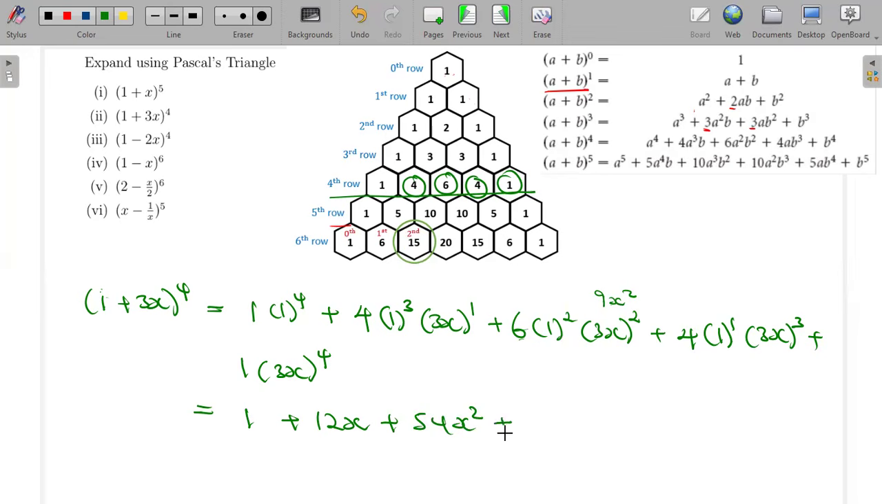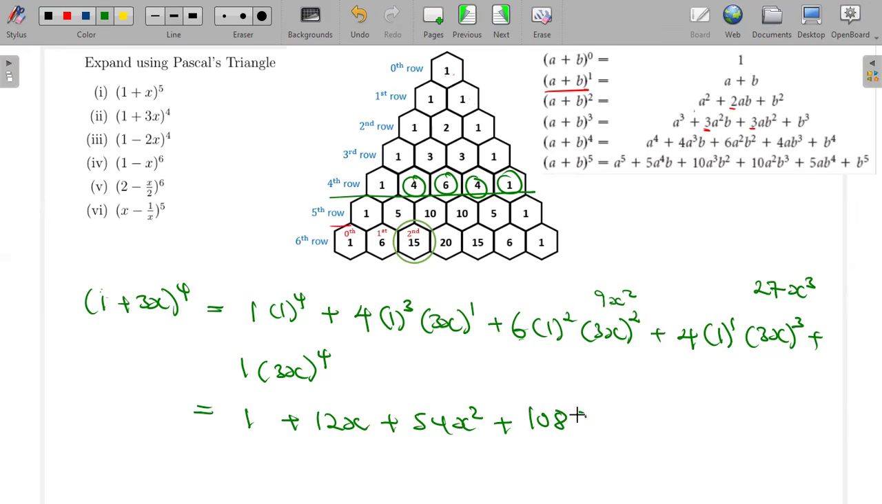Then you have plus, what's next? So you have 4 there. Then here you have 3 to the power 3. So 3 to the power 3 gives us 27. And then you have x to the power 3. Then you multiply this 27 by the 4, which gives us 108.